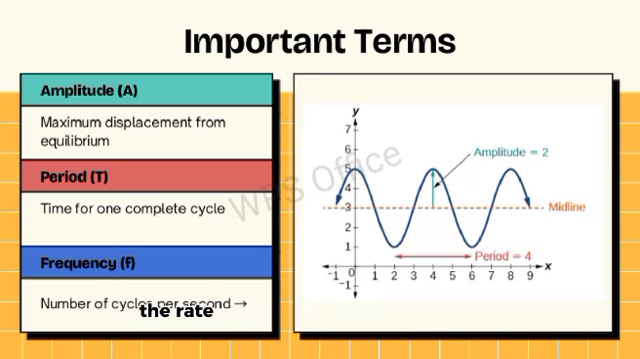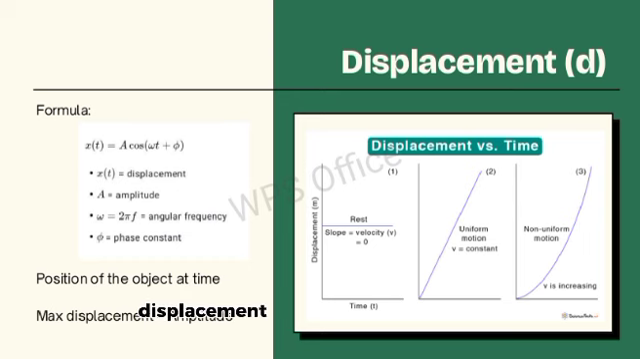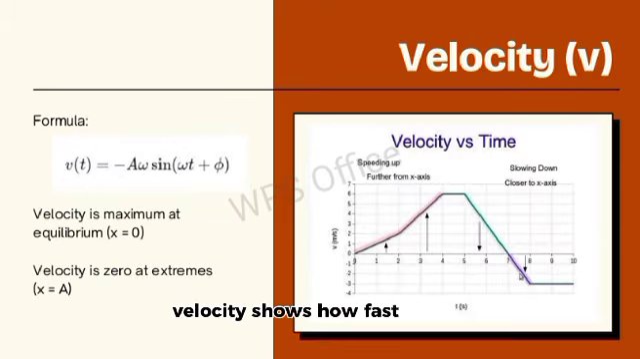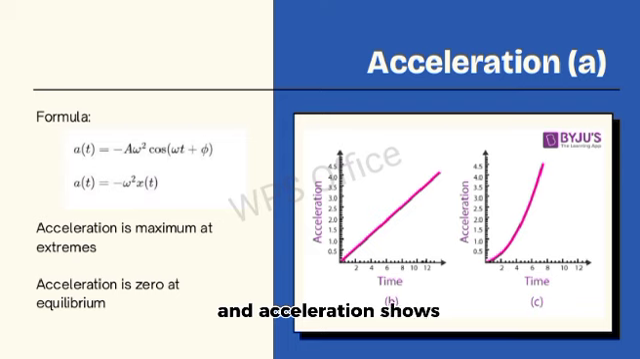Velocity, the rate at which displacement changes. For example, fastest at the equilibrium point, 0 at the extremes. Acceleration, the rate of change of velocity. For example, strongest at the extremes, 0 at the center. Displacement shows where the object is. Velocity shows how fast it moves, and acceleration shows how strongly it's being pulled back.